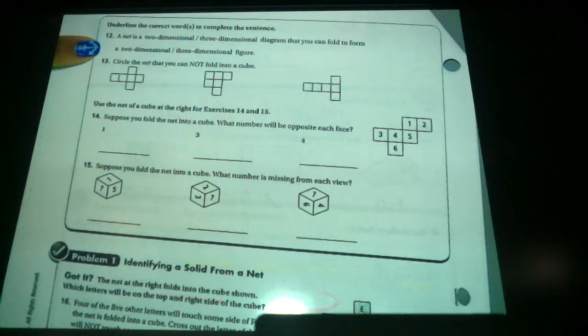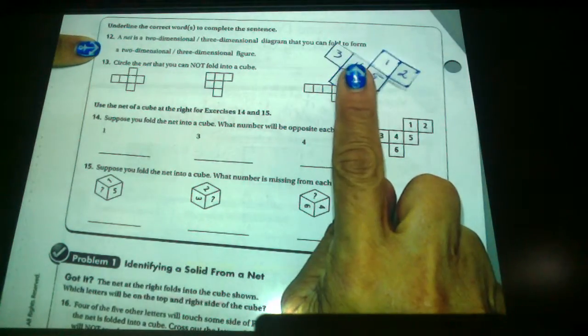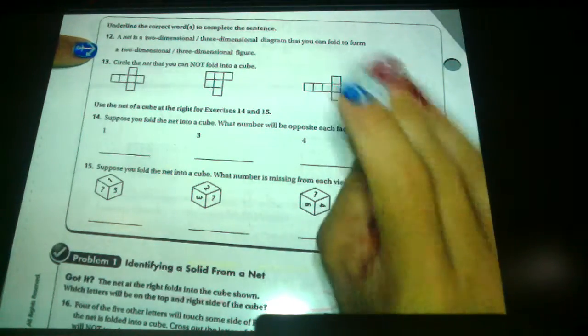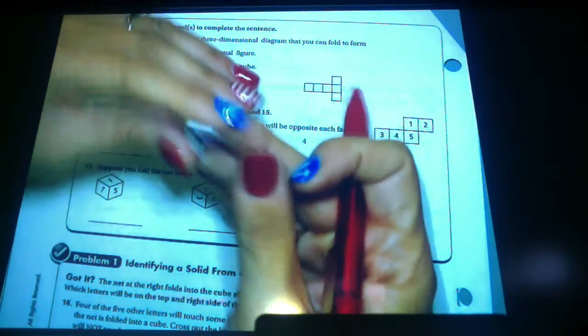All right, so a net is a two-dimensional or a three-dimensional diagram. It's two-dimensional, right? Because it's flat. You can see it and touch it. Okay, technically I can pick it up, but we're not going to get that technical. It's flat, right? So underline two-dimensional, or circle. I don't care if you circle or underline. That you can fold to form a what figure? Now when I fold it, what kind of figure do I have? Yeah, it's 3D.